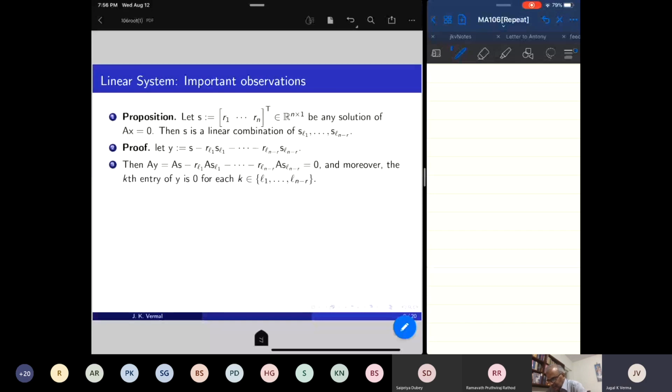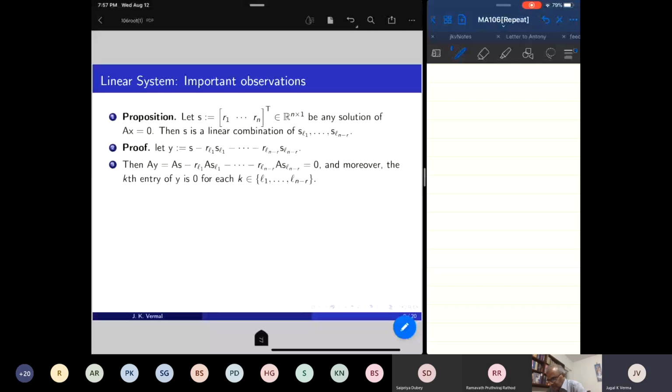And earlier we showed that if I take a linear combination of solutions of a homogeneous system of equations, then any linear combination of solutions is also a solution. So AS equal to 0, and RL1 ASL1 up to RL n minus r ASL n minus r, this is equal to 0. So Ay equal to 0, right? So Ay equal to 0.